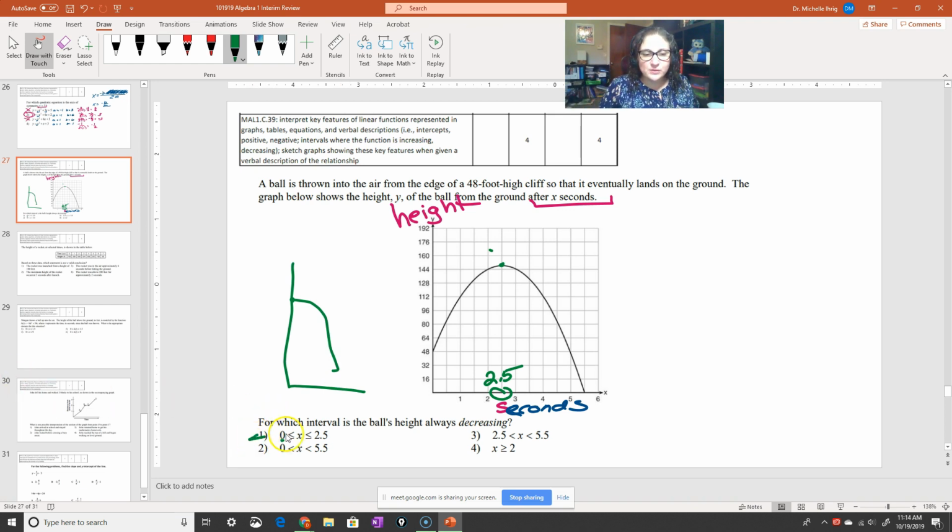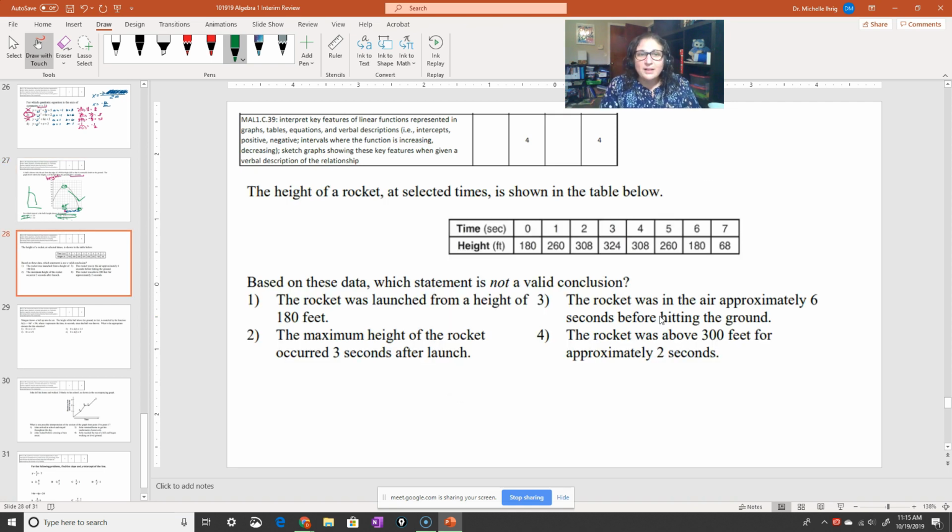So it's not going to be choice 1 and it's not going to be choice 2. This one means that it starts going down at 2, but it continues going down forever. And we know that that's not the case. We know the ball eventually lands at 2.5. So that's why I'm left with this one. Because between 2.5 and 5.5, the ball goes down. It isn't going down at 2.5. At 2.5 seconds is when it just starts going down, and it doesn't keep going down at 5.5 because it hit the ground. Let's look at another one.